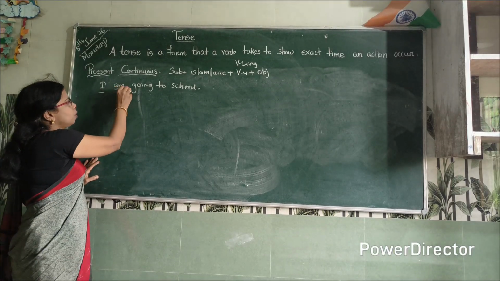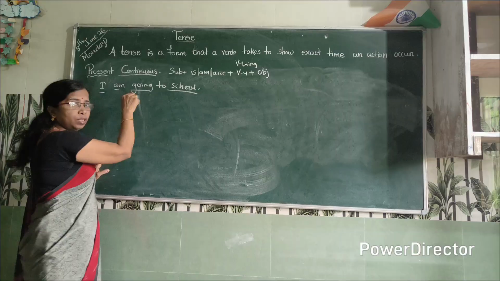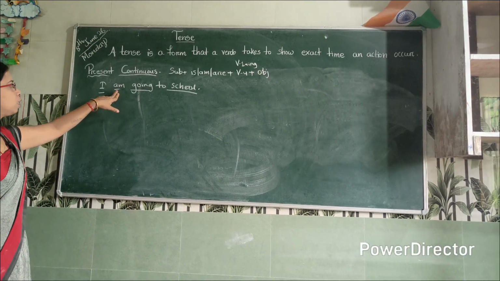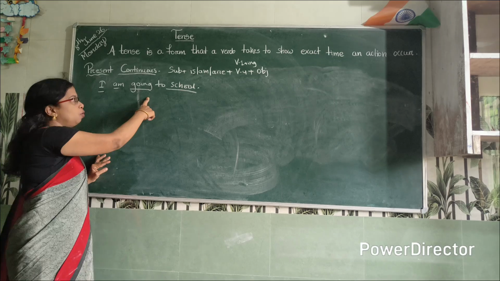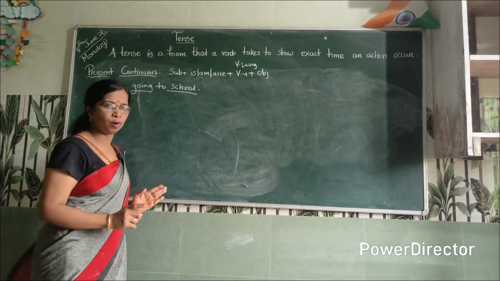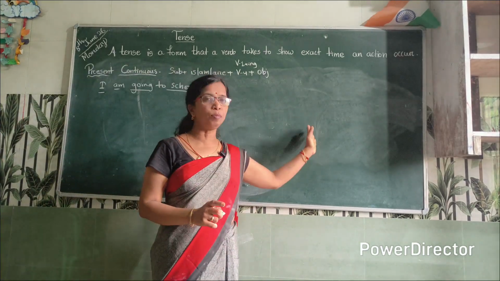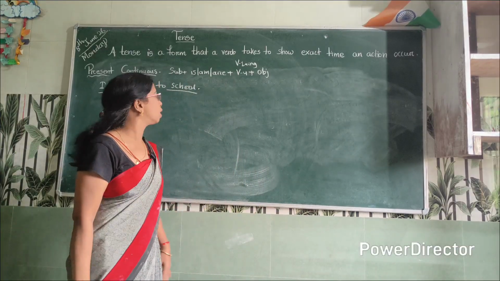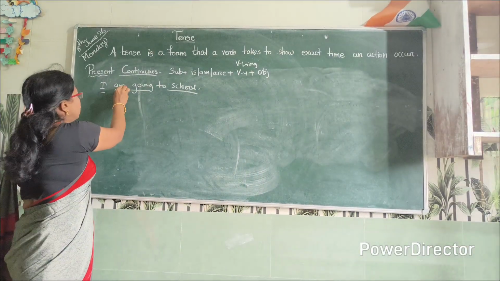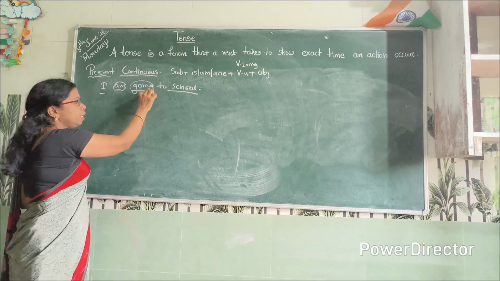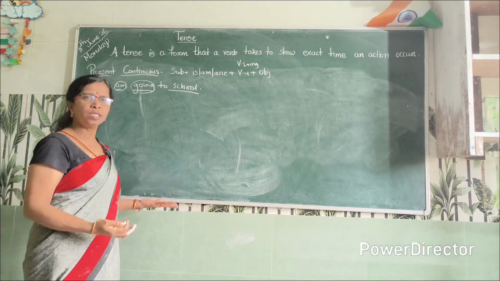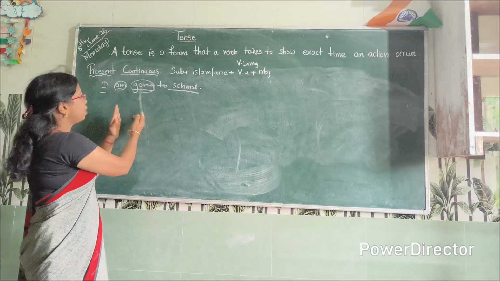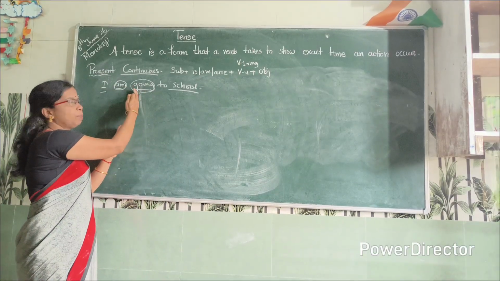Subject, verb and object. In this sentence there are two verbs. First one is am, second one is going. Am is helping verb. Is, am, are, was, were. Here am is helping verb. Here going is main verb. Going is an action verb, so going is a main verb. Helping verb always comes before main verb.